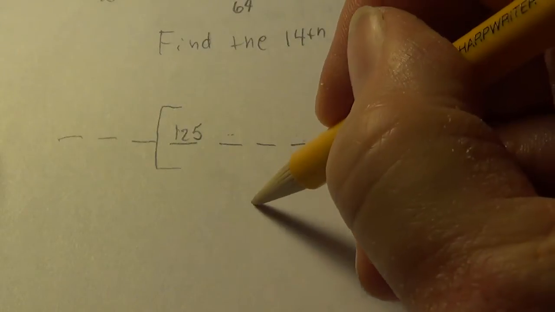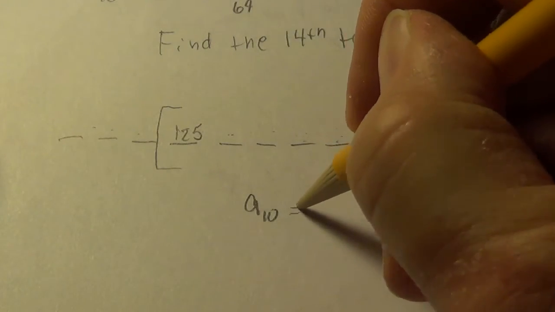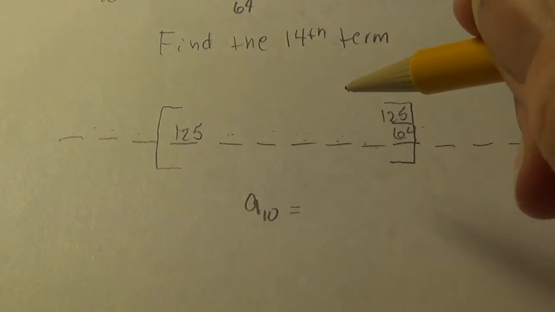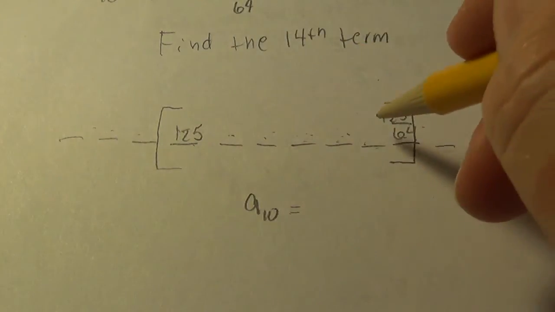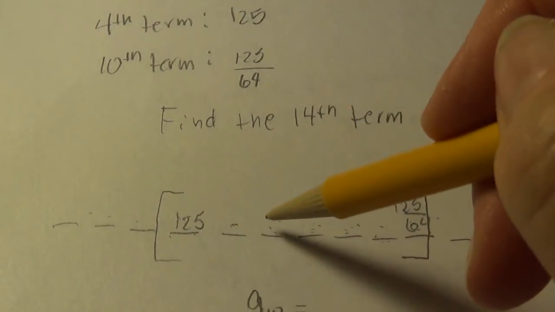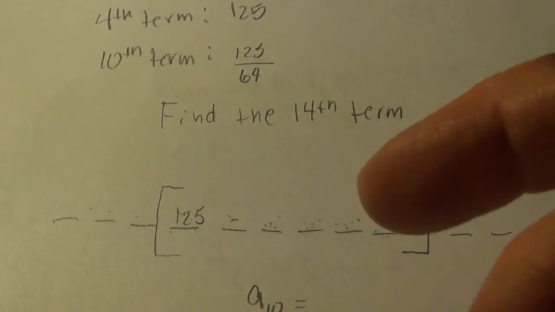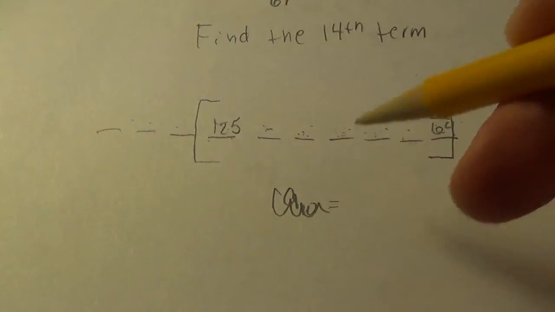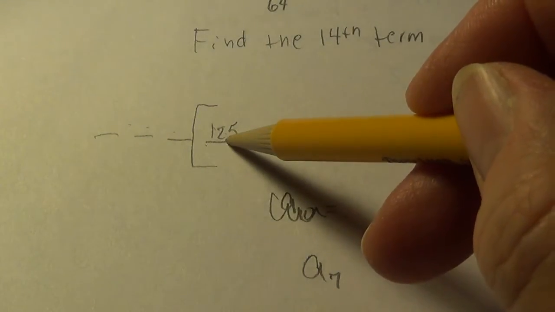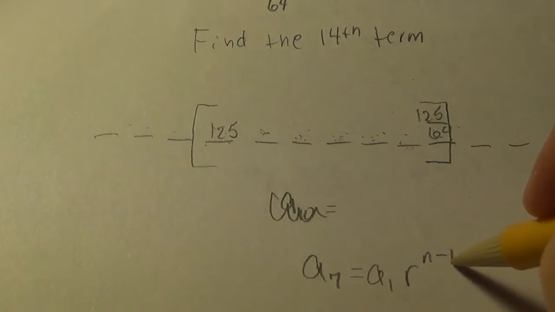Let me count: 1, 2, 3, 4, 5, 6, 7. I'm just messing around. Let's say I did it differently on the paper, but it just came to me. What if I say a sub 7, if this is a sub 1, 2, 3, 4, 5, 6, 7, equals a sub 1 times r to the n minus 1.